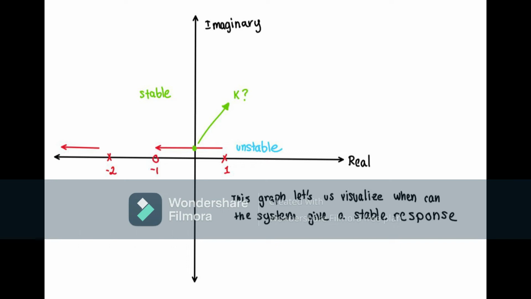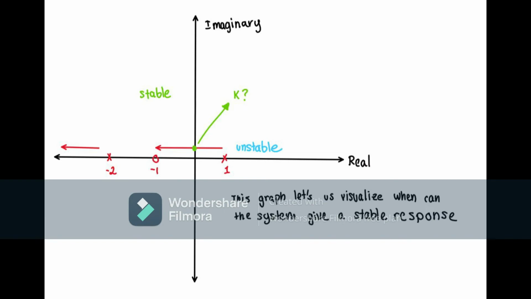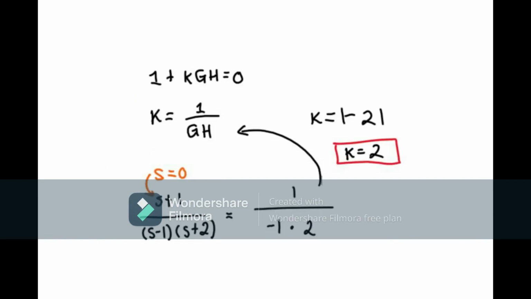For that, let's refer back to the original equation of the system, where 1 plus k times GH equals 0. We can solve for k in this equation, and we can get that the value of k can be found by -1 over GH. We also know by looking at the graph that the output signal becomes stable when s equals exactly 0. So if we substitute s by 0 in the transfer function and plug that into the equation of k, we should get the value of k.